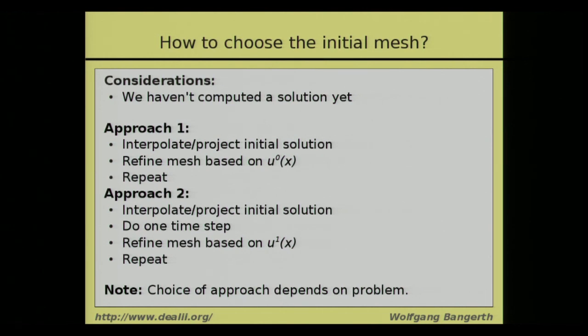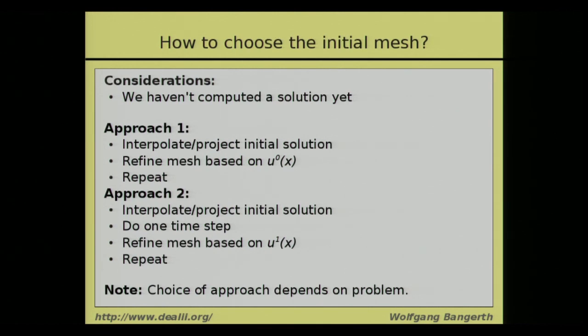The first one would be that you interpolate or project the initial values. Let's say you're given a u0 of x, the initial conditions. You project this onto the first mesh, you look at this and you refine based on this, and then you repeat this whole process, let's say 3 or 4 times. The alternative would be that you do the interpolation or the projection, and then you do one time step, and based on the result of this one time step, you would refine the mesh and go back and repeat the first time step.